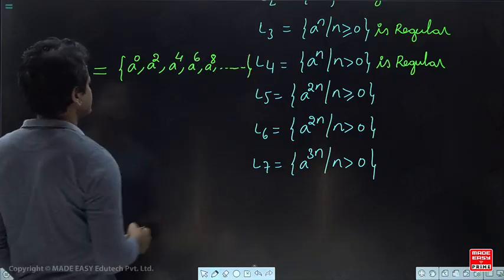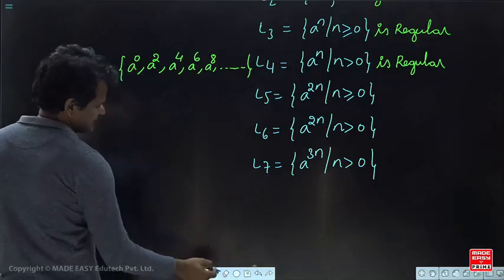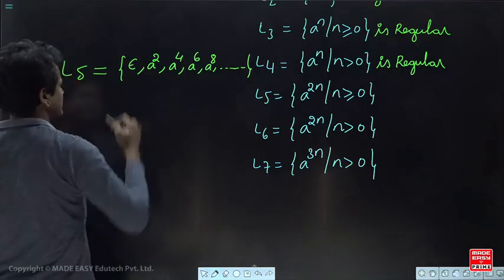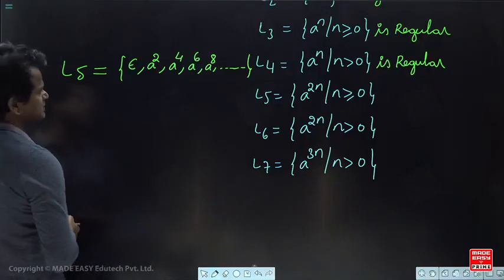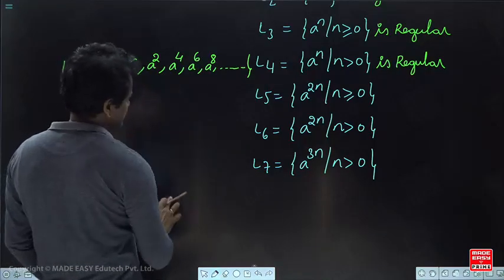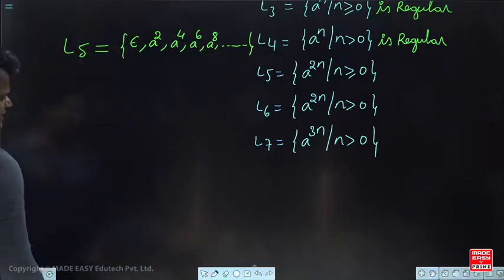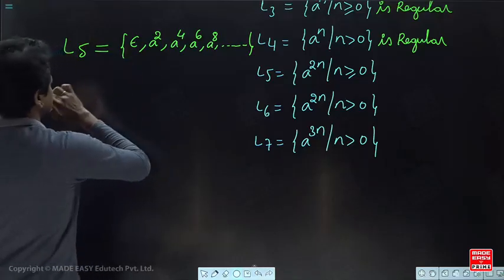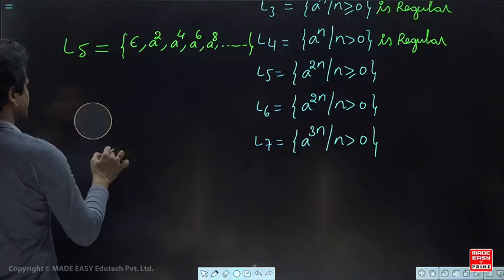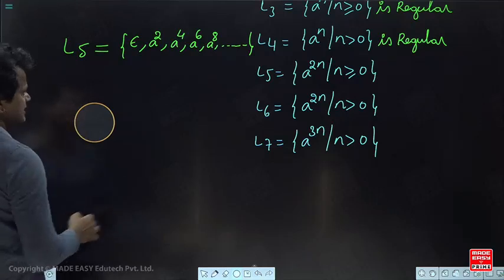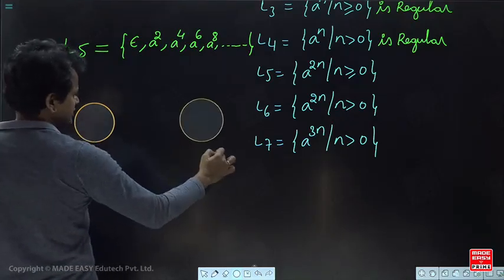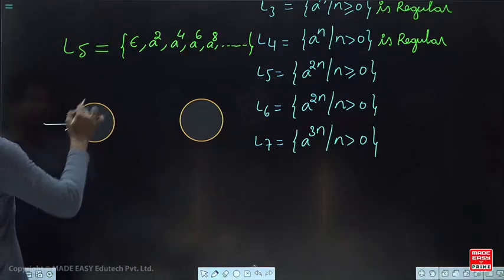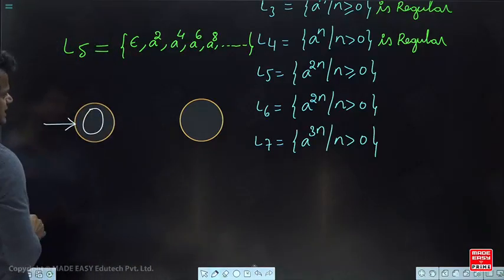That means what kind of strings will this language have? This language will have an even number of a's. The small strings are epsilon (a power 0), a square, a power 4, a power 6. If you can construct a finite automata to accept every string of L5, then L5 will be regular. The smallest string is epsilon. To accept epsilon, we make the initial state the final state. After this, accept a square, but do not accept a single a. So I repeat, epsilon is a small string, and to accept epsilon the initial state is the final state.